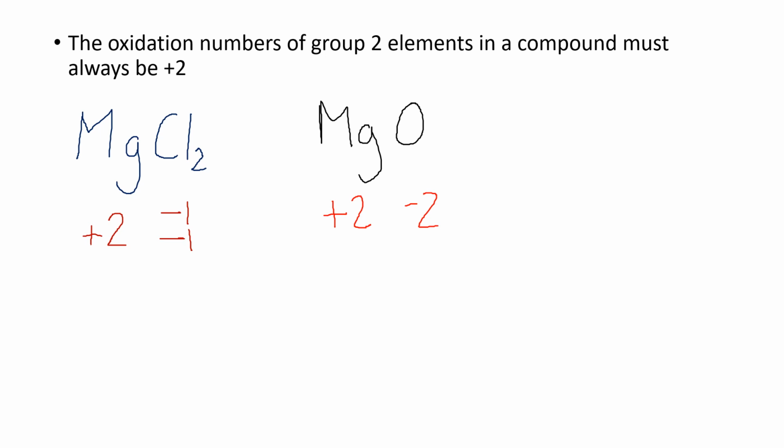Or if you had magnesium carbonate, MgCO3, the magnesium must be +2 because it's in group 2. The oxygen must be -2, and therefore the carbon must be +4, so that we add up to 0 in total.